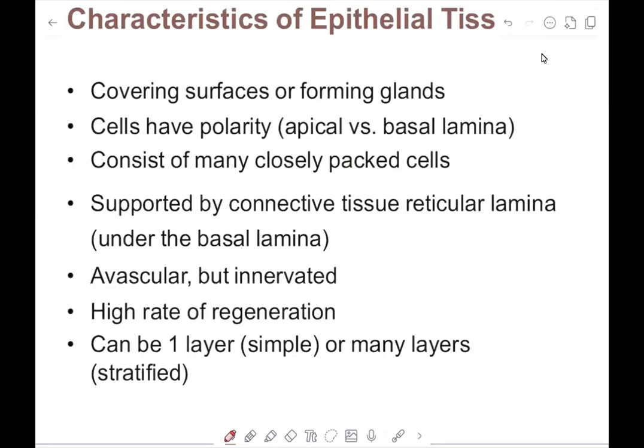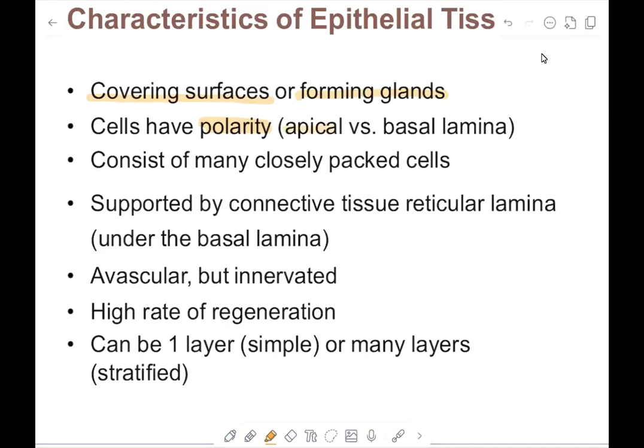The first type of tissue that we're going to talk about in this chapter is epithelium. One of the characteristics of epithelium is that it's responsible for the covering of surfaces and forming glands as well. These cells have what is called polarity. Remember, a water molecule is a polar covalent molecule because it has two ends to it. So in this case, the cell is going to have two ends.